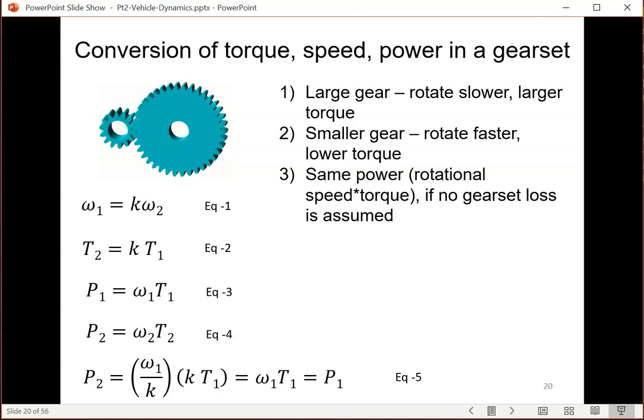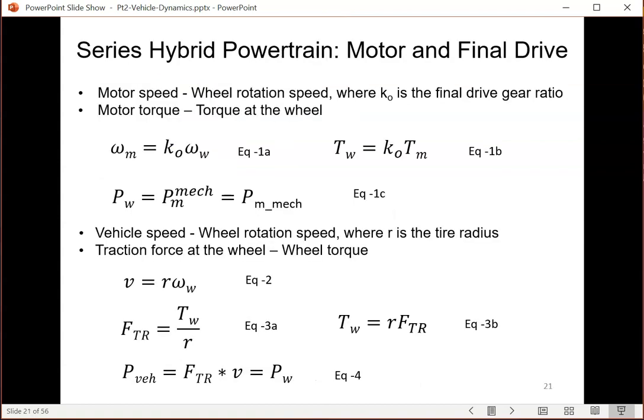Okay, so that's the basic configuration required for any gear set. So bear that in mind. Now we can actually look at different conversions and work our way through from the generator all the way to the wheels. Okay, so I'm going backward a little bit. So I'm going to look at the motor and the wheel.